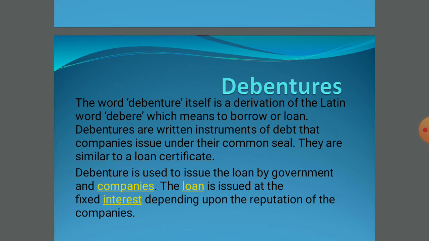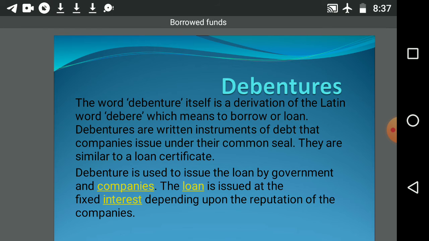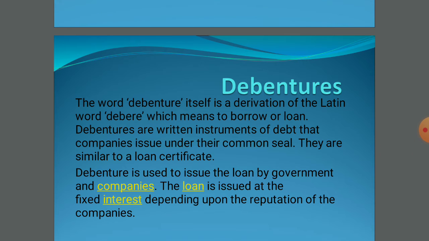Debentures are defined as written instruments of debt that companies issue under their common seal. So the investors get the loan certificate from the organization after their investment in the form of debentures. Debentures are issued as a loan by the government and the companies, and when these loans are issued, the investors are given fixed interest depending upon the reputation and the growth of the organization.